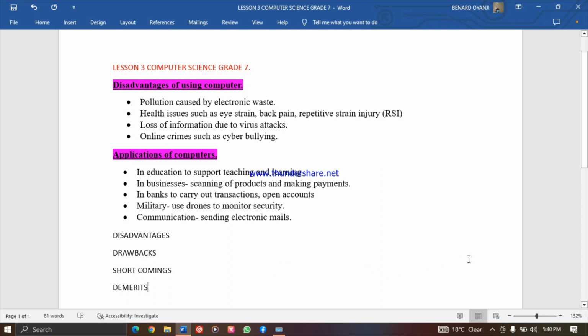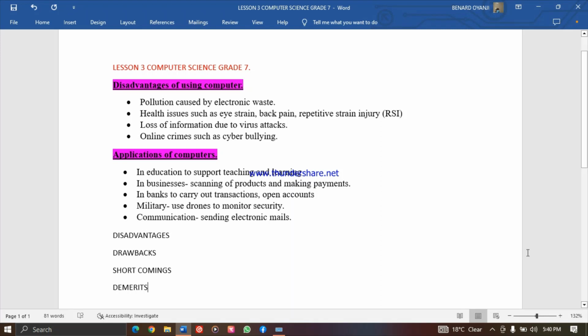Someone can also ask, what are some of the applications of computers? So you realize that computers are used in daily life in very many cases. For example, in education, to support teaching and learning; in businesses, to scan products and make payments; in banks, to carry out large transactions and open accounts; in the military, to monitor security of an area; and in communication, sending of electronic mails. So we realize that computers are very important in our daily life.